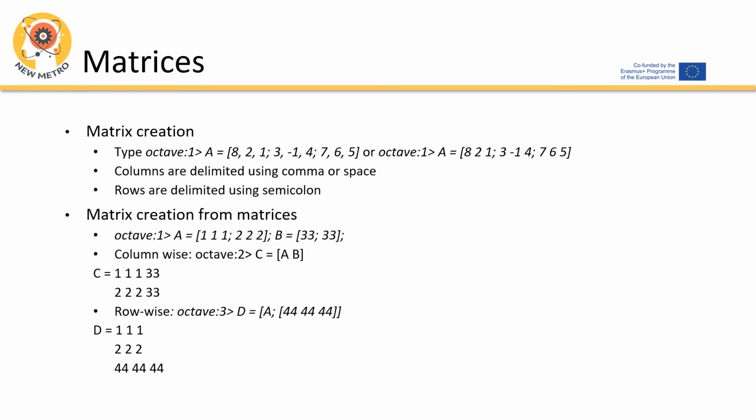We can create a matrix from matrices. An example is given below, where A = [1 1 1; 2 2 2] and B = [3 3; 3 3]. In order to do a column-wise creation, we can do C = [A, B] in brackets, and the result will be 1 1 1 3 3 and 2 2 2 3 3. For row-wise, we can do from the command prompt D = [A; [4 4 4]] with this in brackets as well, and the result will be 1 1 1, 2 2 2, 4 4 4.